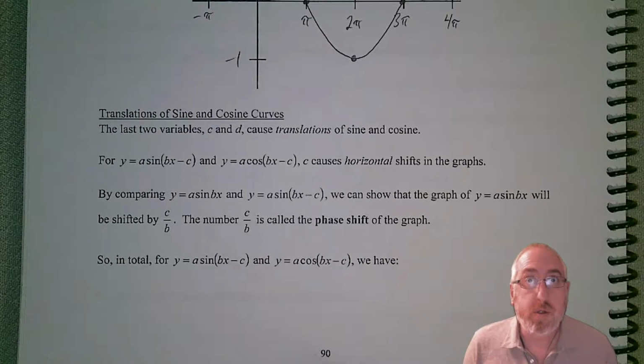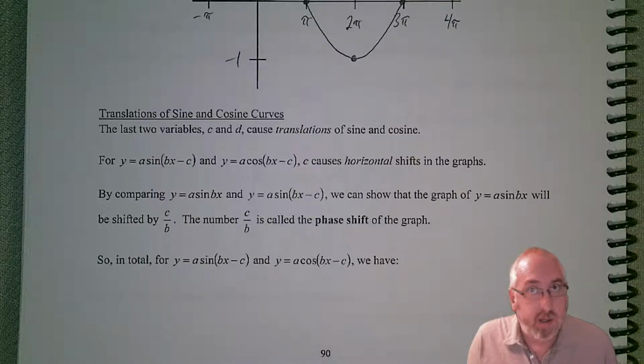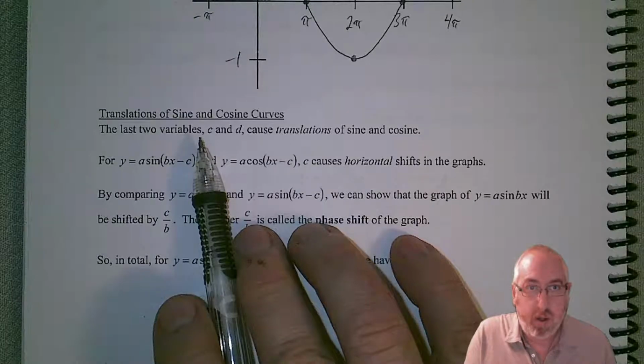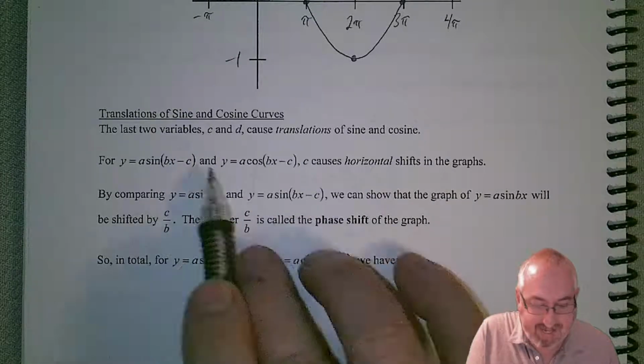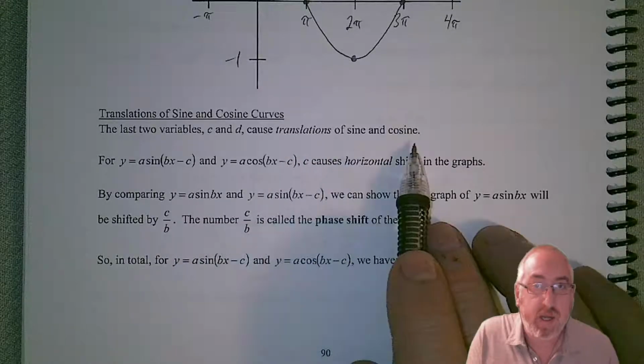Hi folks, so we are continuing in our section of 4.5. We just got done looking at the period of our sine and cosine curves. So now we're going to look at the last part of this, which is the translations of sine and cosine. The last two variables, c and d, cause translations of the sine and cosine curve.